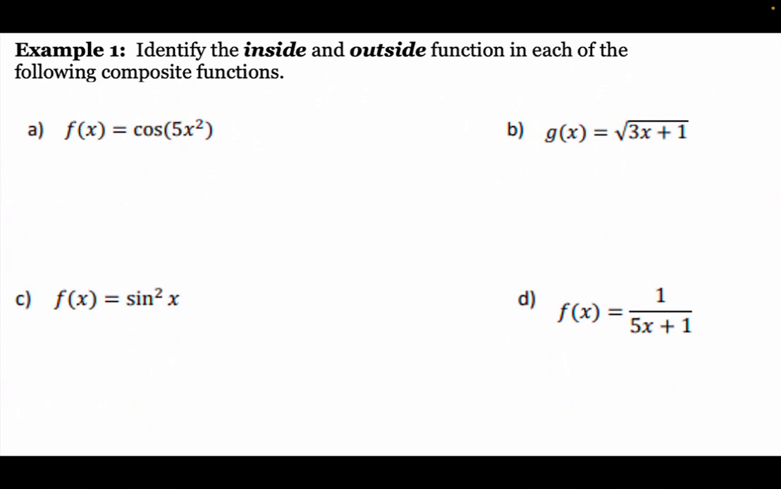Okay? So the first practice has nothing to do with calculus. We're not doing derivatives of anything right now. We're just trying to figure out what is the inside function, what is the outside function. So I always start with the inside, because the inside is probably the easiest to find. So the inside is usually going to be in parentheses, under a root, something like that, right? So the inside is 5x squared. That's going to be the inside.